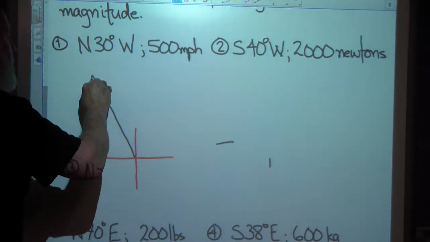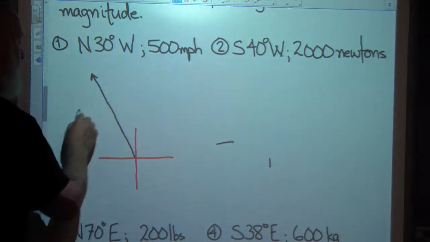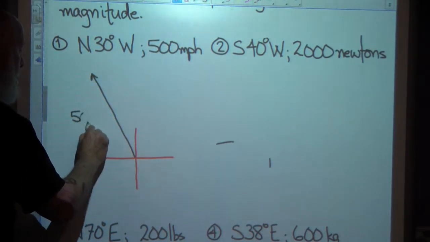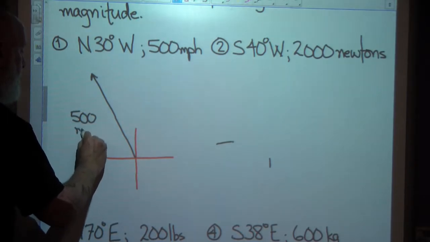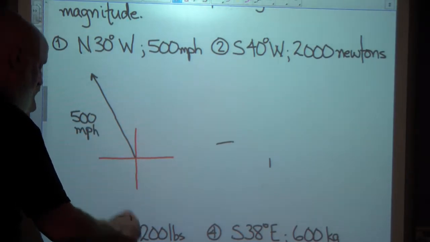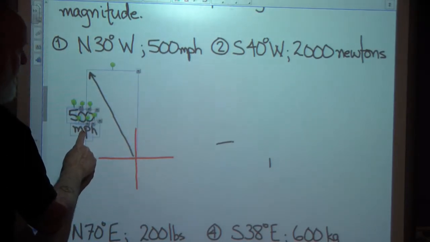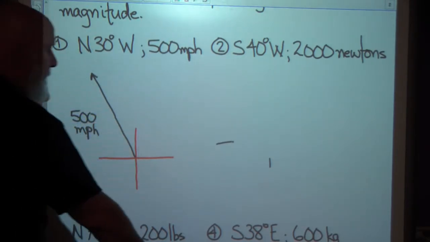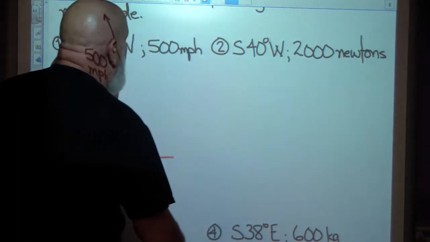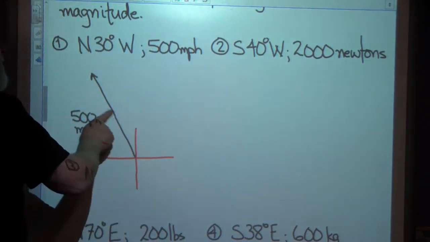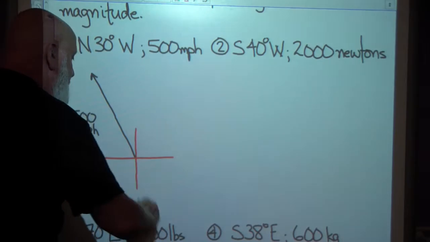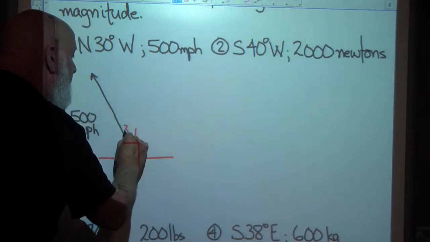Here's about 30 degrees. Now I'll call this 500, in this case, miles per hour. And that's how I would sketch that particular vector. It looks kind of curved, but that's all right. It's just a rough sketch. Okay, north 30 degrees west. This angle would be 30 degrees.